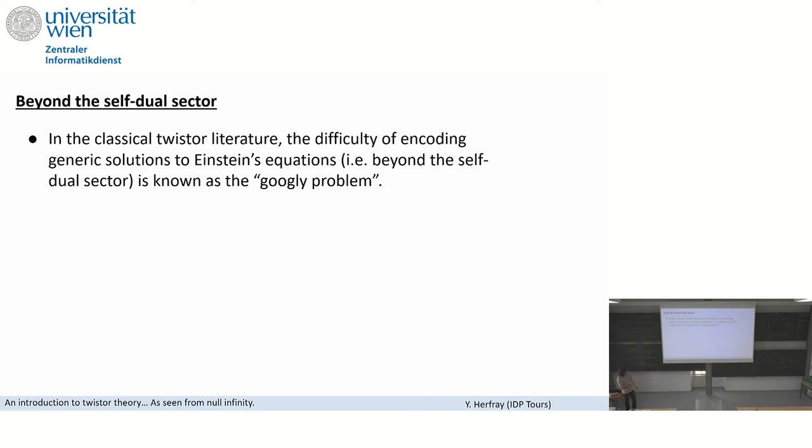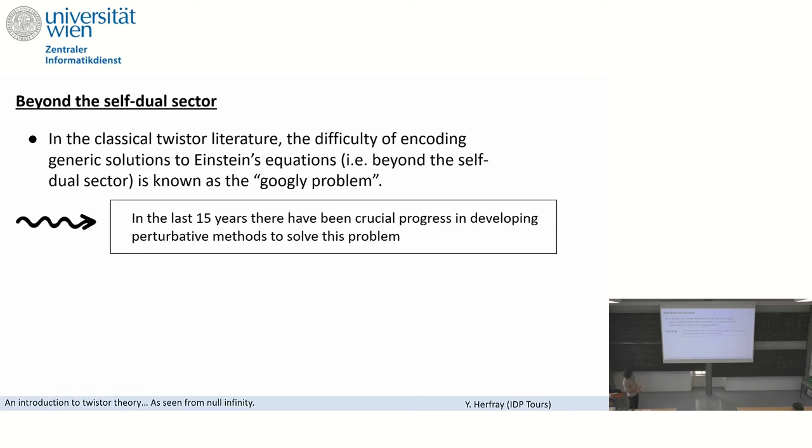This problem of going beyond the self-dual sector, encoding full Einstein's equation into twistor space, in the classical literature is known as the googly problem, which I think you need to be born in the UK to understand this joke. It's a joke about how you throw a ball in cricket, I think, or baseball. I don't know. But it's something like you want to encode self-dual fields, so throwing the ball in a certain way, but it's googly, so it's turning the other way around. Anyway, you want to see self-dual fields and anti-self-dual fields altogether in twistor space. And for a very long time, it was very problematic.